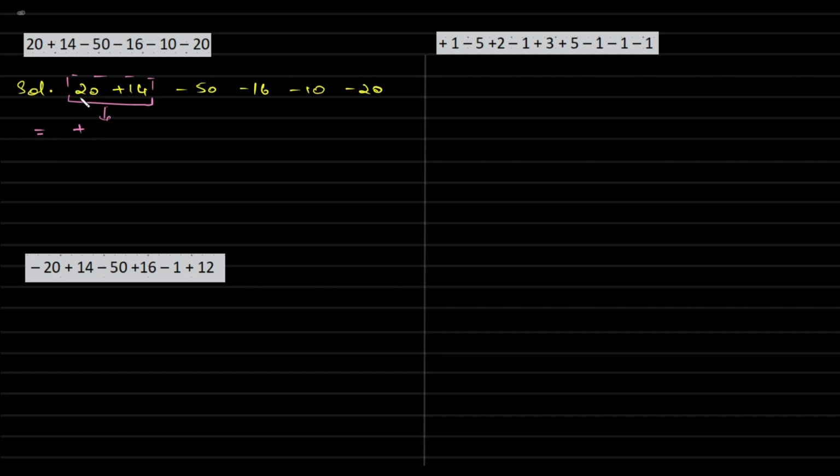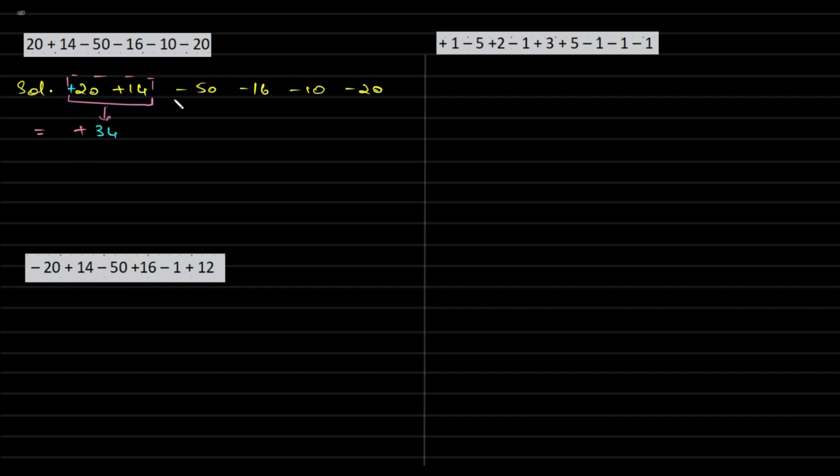Let me tell it in this way. The operation is addition, and because both signs are positive, I should write a positive there. This is the right way of thinking, right? Both are positive, so I'm adding, so my result is also positive. So 20 and 14 will give you 34.